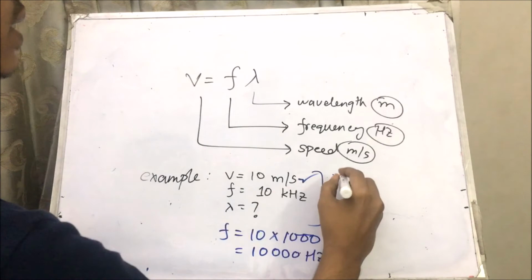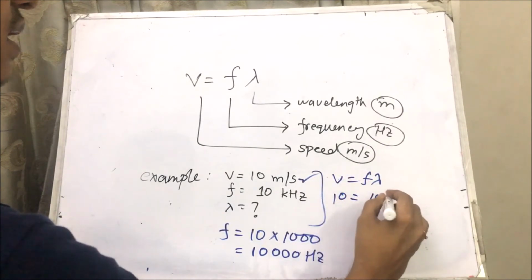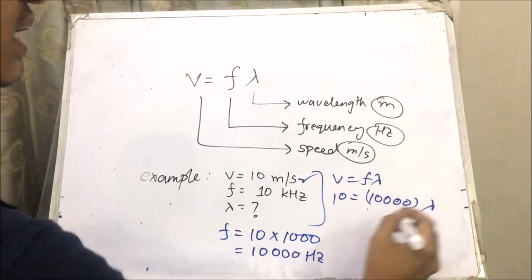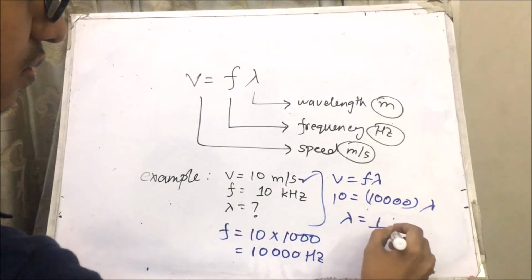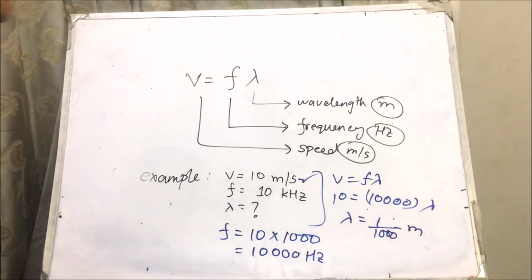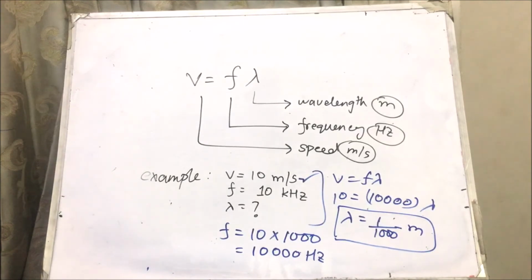Okay, so V is equal to F lambda. V is 10, F is 10,000, and that's all lambda. So lambda is 1 by 1000 meters. That's your answer.